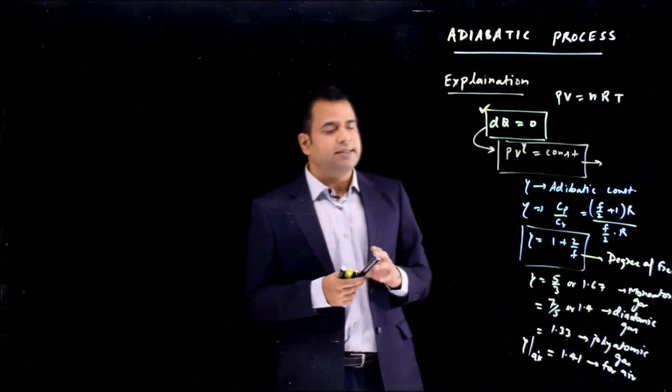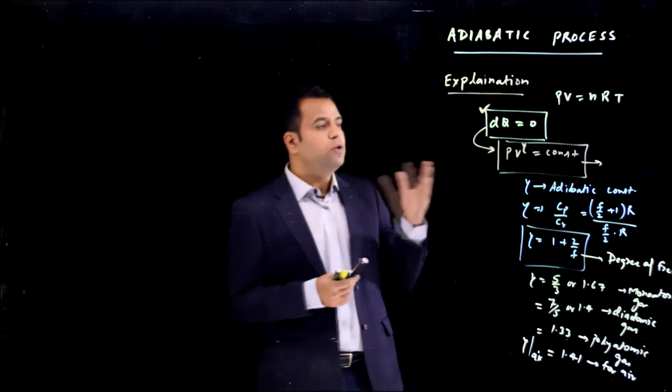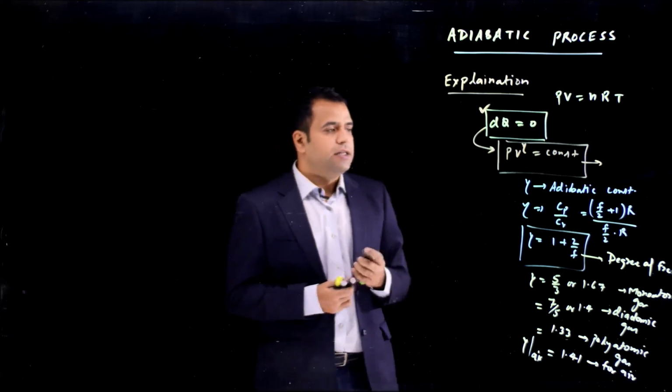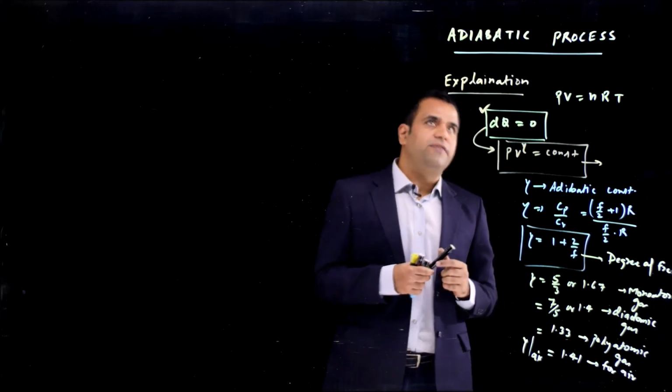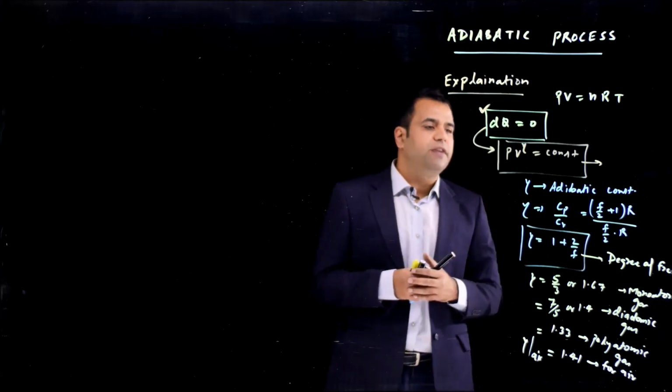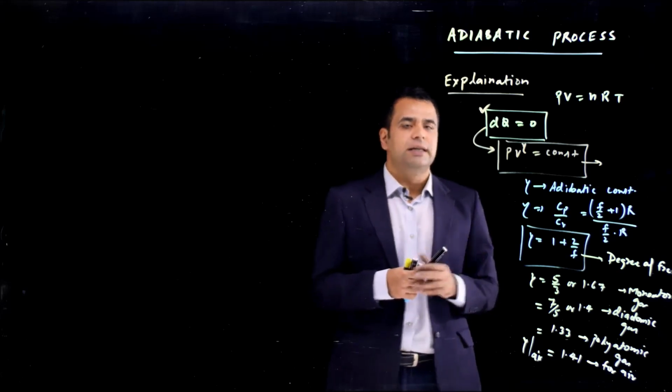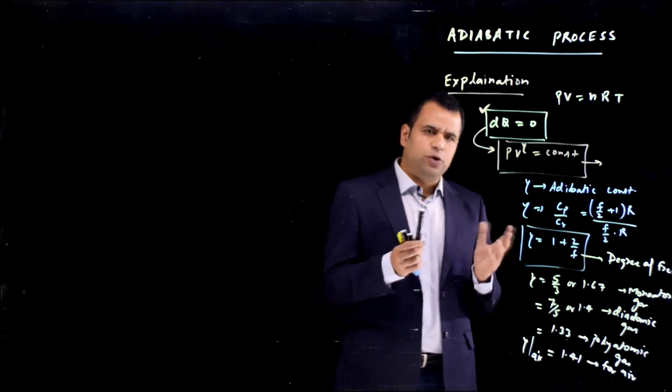We convert this equation by changing the variable from Q to P and V. Okay, so we get this equation. Either you use dQ equals 0 to define the adiabatic process, or you use PV to the power gamma as a constant to define the adiabatic process. There is no problem in that.